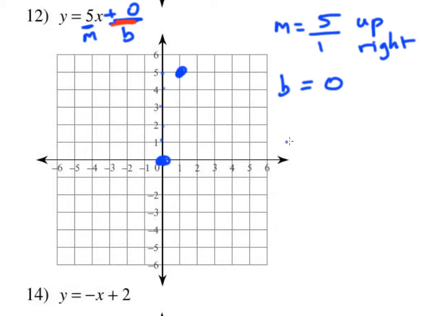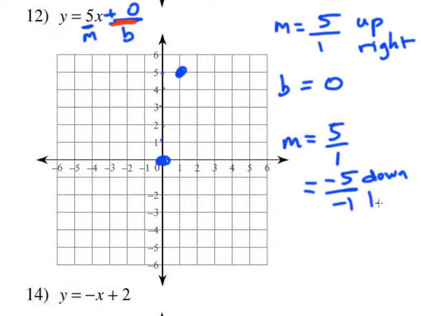So instead of doing 5 over 1, something that's equivalent, the same thing, would also be negative 5 over negative 1. And you don't have to write these down after a while. You just get the idea. So instead of going up 5, right 1, we can go down 5 because it's a negative, and then we're going to go left 1 because this is also a negative. So down 5, left 1. Start from this dot. Let's go down 5, 1, 2, 3, 4, 5. Left 1. You see how it makes that nice straight line.